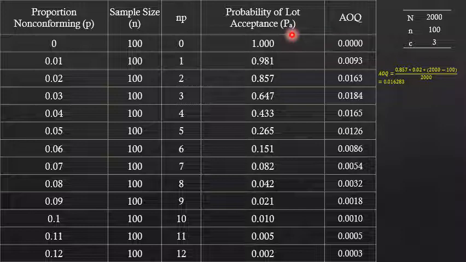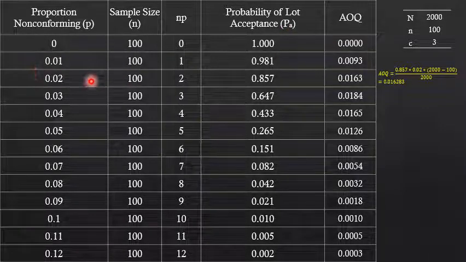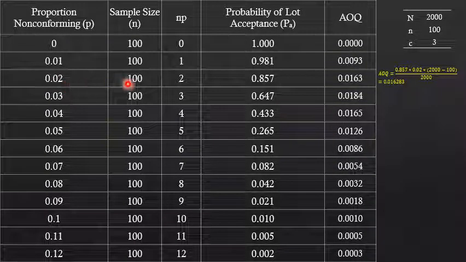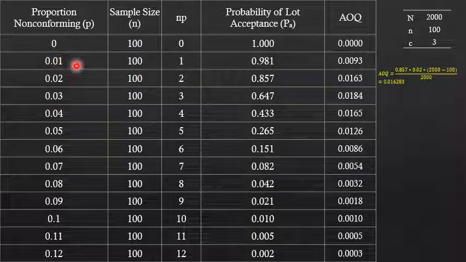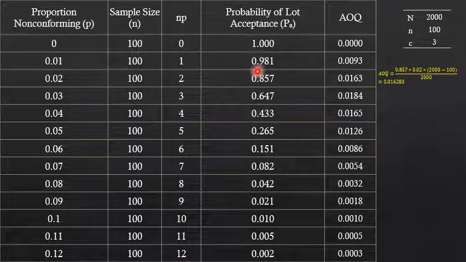After that, for the probability of lot acceptance PA, the Poisson probability distribution is used. For the sample calculation, let's suppose small p is 0.02 and n is 100, as given. Then np is equal to 100 multiplied by 0.02, that is 2. Now for x equal to 3 and np equal to 2, we get the PA value from the table as 0.857.